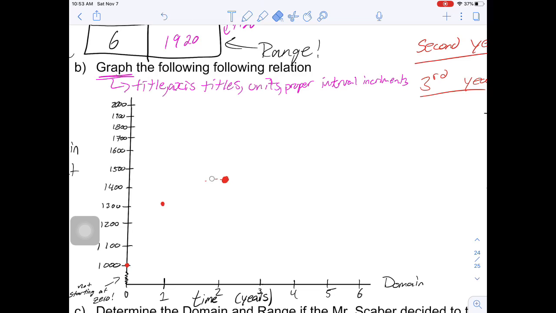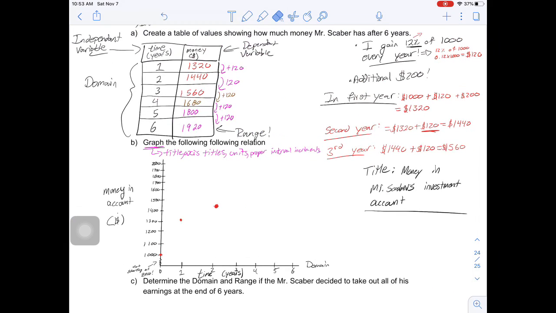Okay, and then erase our dotted lines. Let's go to the next one. Time in years at 3. So 3 is 1,560, so definitely going to need to use my lines to my advantage here. When I'm at 3 years, I have $1,560. So that's going to be roughly right here.